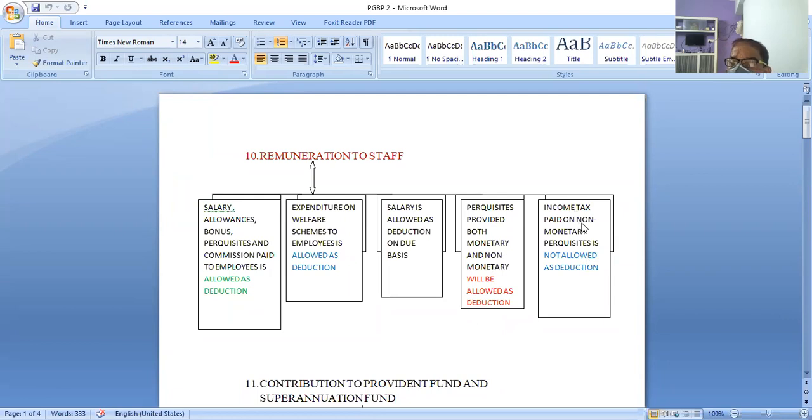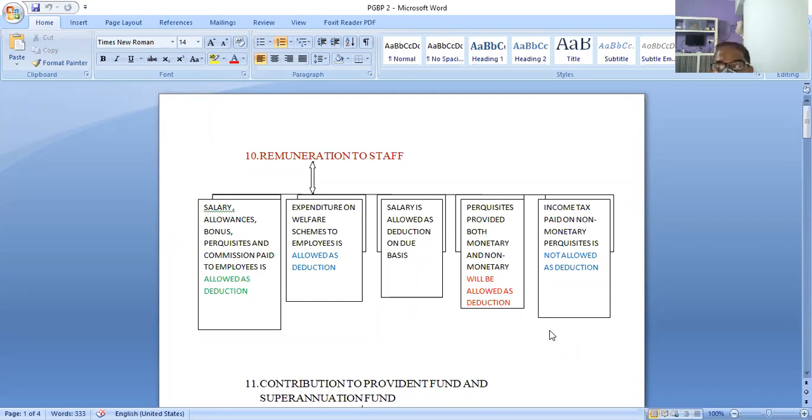Now, income tax paid on non-monetary perquisites is not allowed as a deduction. Sometimes the employer may pay tax on behalf of the employee on the non-monetary perquisites. That is not allowed as a deduction. Non-monetary perquisites means, for example, your employer is providing a car and the expenses of the car are paid by the employer. Okay, this is the remuneration to staff.